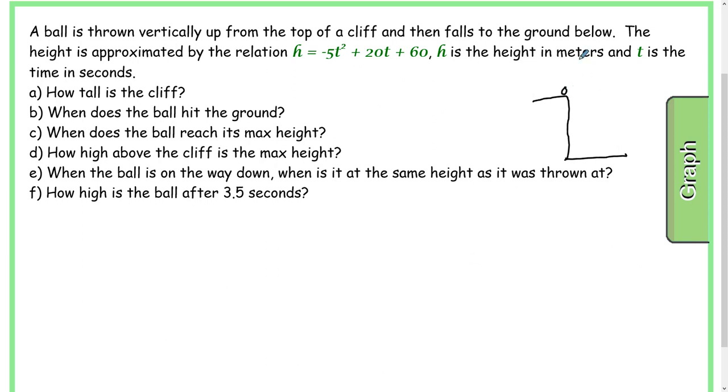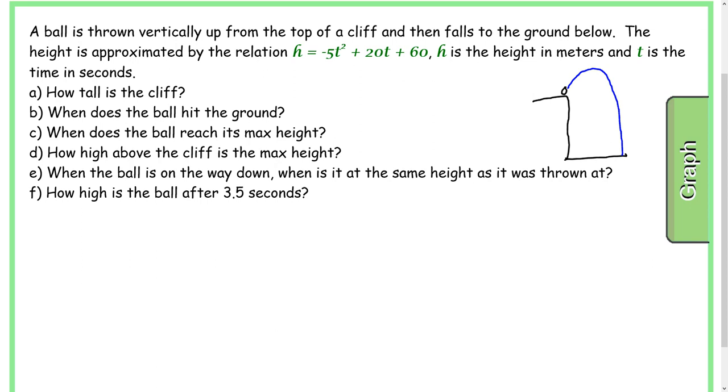And when you toss the ball, they're tossing it. The ball is thrown vertically up from the top of the cliff and then falls to the ground. So I'm going to say that the graph goes like this. It's going to go vertically up like that, because that's generally how you throw a ball, and then it's going to come back down to like that.